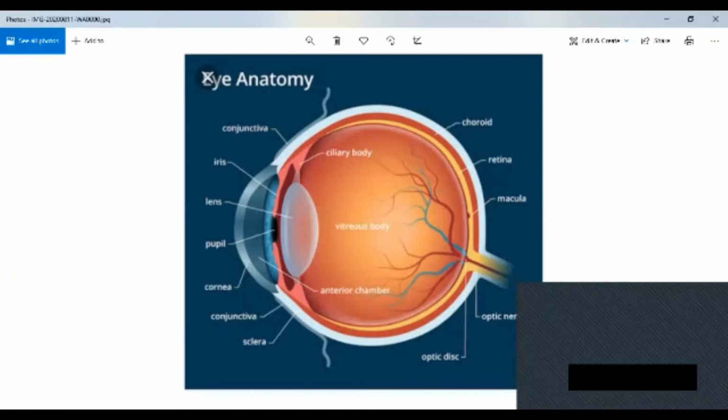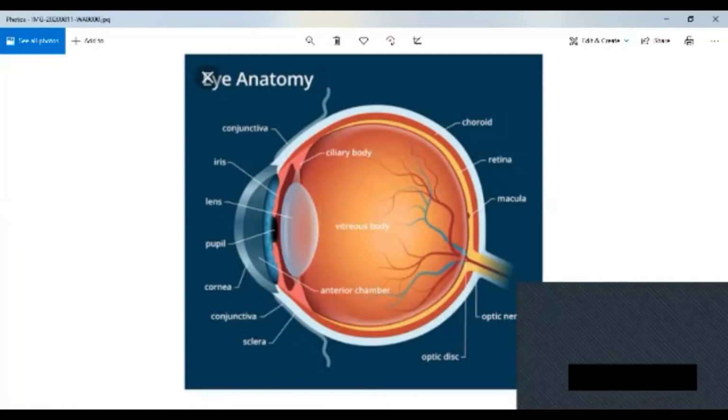And this is adjusted according to the relaxation and contraction of the radial and circular muscles. In dim light, the radial muscles contract, and in bright light, the circular muscles contract. So, according to the combination of these radial and circular muscles, the size of the pupil is adjusted during dim light and bright light.